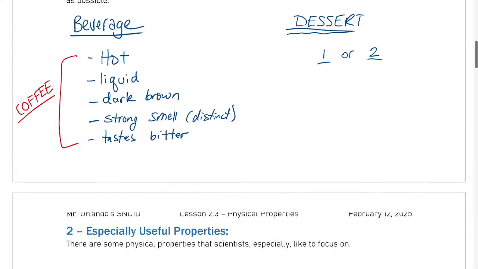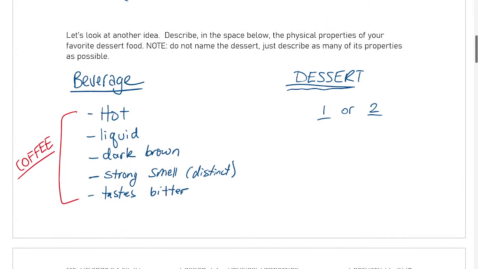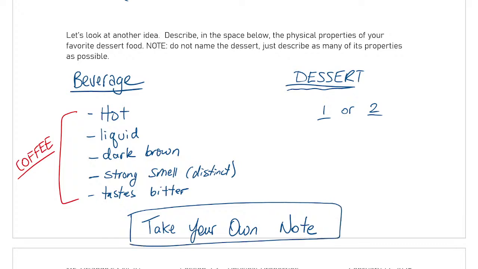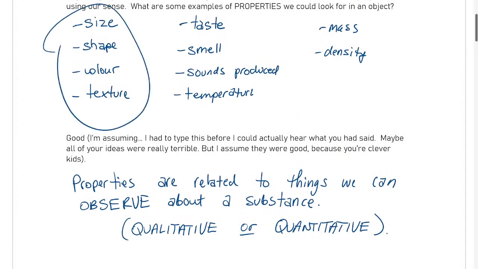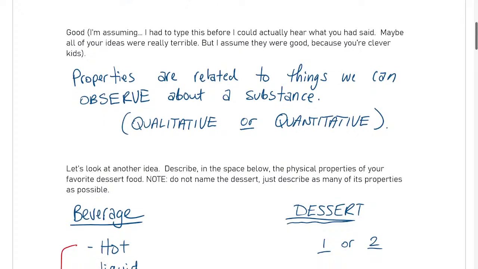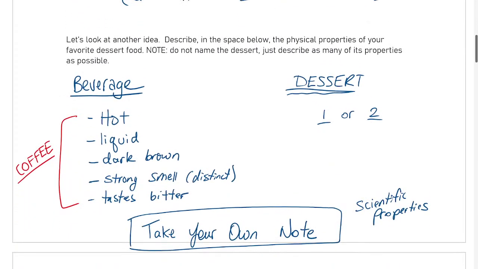So now I'm going to give you today's task, which is today you're going to take your own notes. So you're not going to listen to me talk, which is nice. And this is actually what I do when we're here anyway. So we're going to look at some scientific properties. And what I just mean by that is properties of matter that maybe you don't automatically think of. Properties of matter other than just size, shape, color, texture, taste, smell, sound, temperature, mass, density, things like that. Some other properties that we can look at.